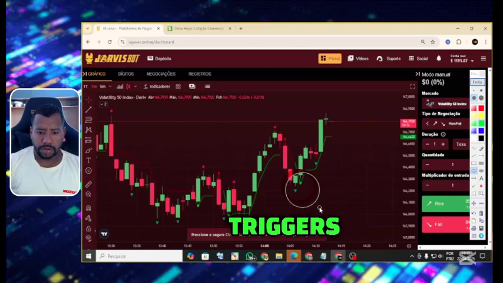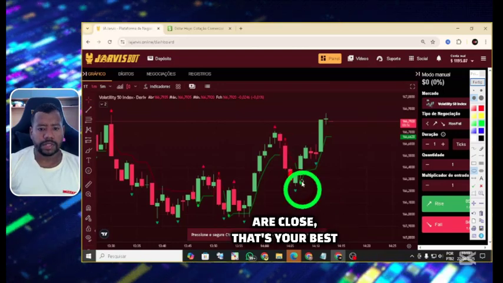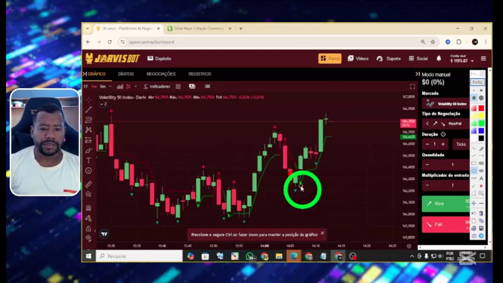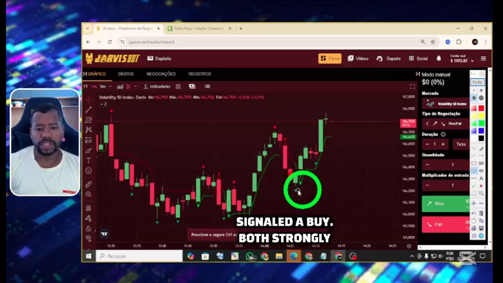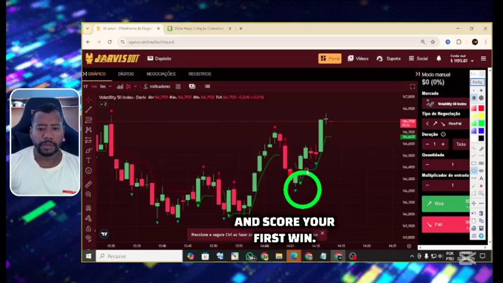When these two triggers align, meaning the indicators are close, that's your best entry point. See here? The indicators signal to buy. Suggested buying. Enter here and score your first win.